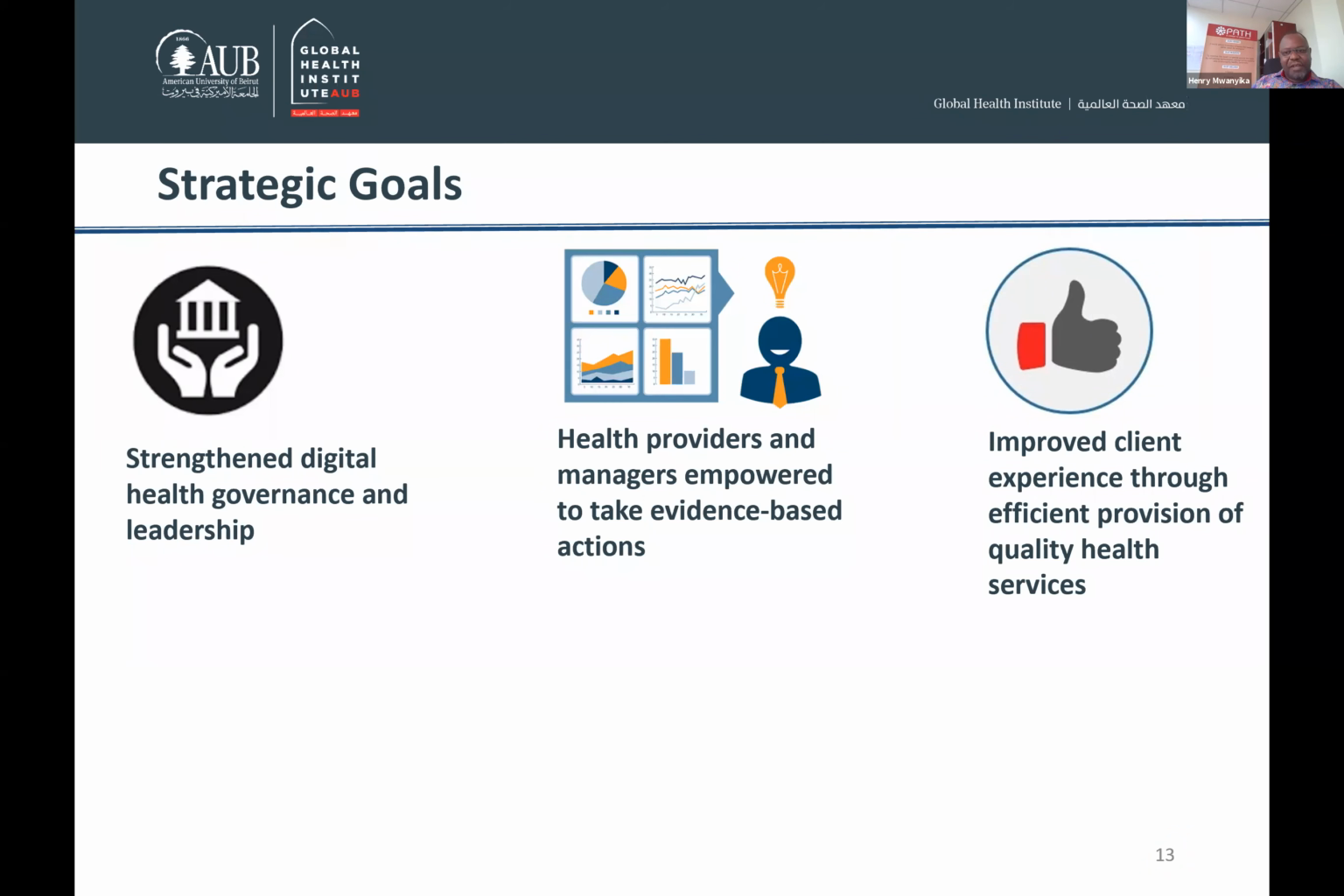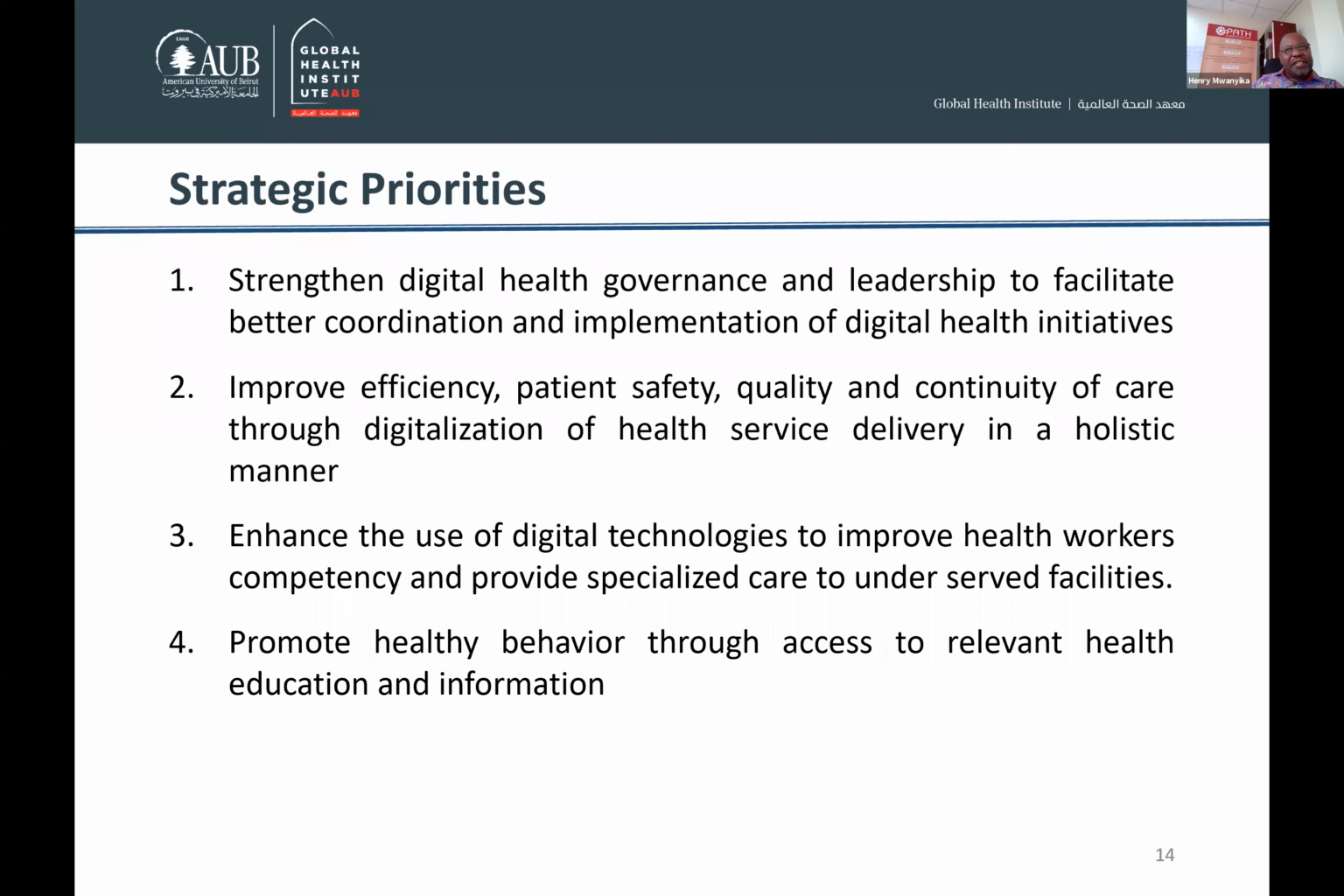So the following are some of the strategic priorities. They came up with 10 strategic priorities. And if you look at the language used, even each strategic priority is not about technology. It's about what we're going to achieve using digital health. For example, number 1 is to strengthen digital health governance and leadership, to facilitate better coordination and implementation of digital health initiatives.